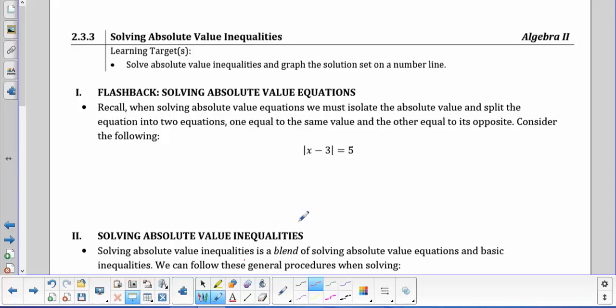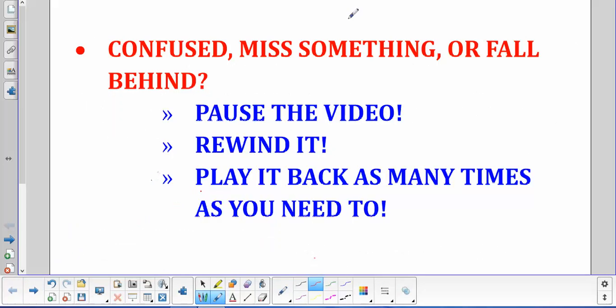Alright, this is section 2.3.3, solving absolute value inequalities. As always, if you are confused or you missed something or you're falling behind, pause the video, rewind it, play it back as many times as you need to. Don't feel like you have to keep up with me if you think I'm going too fast. Otherwise, let's go ahead and jump right into this.